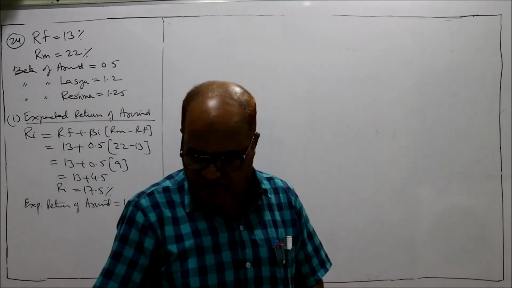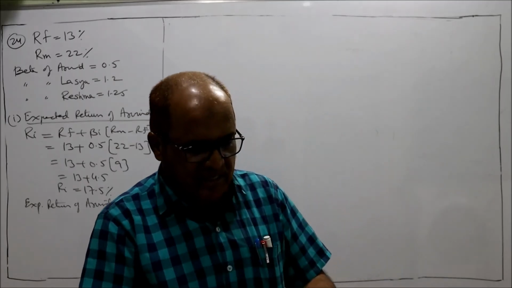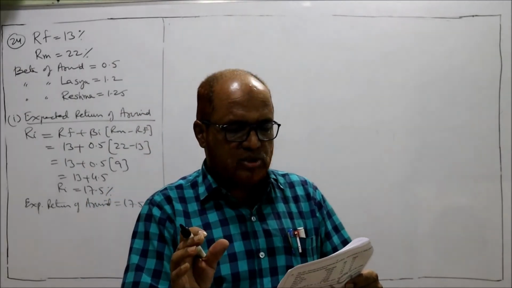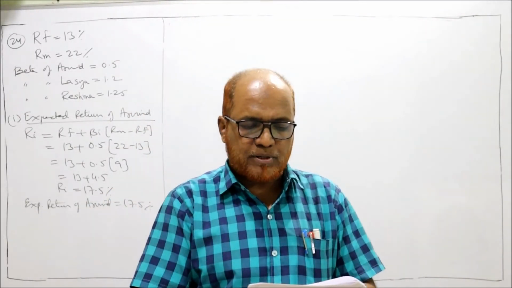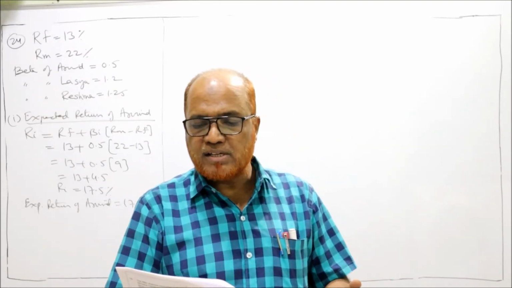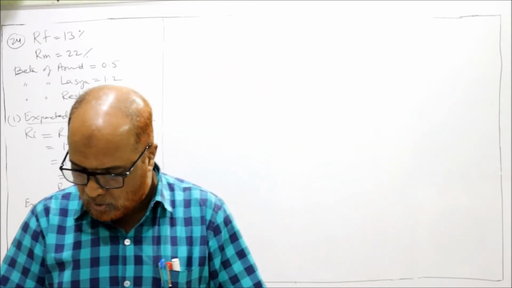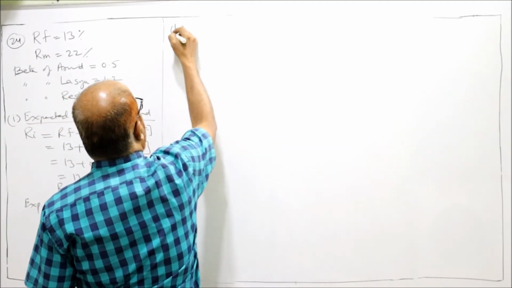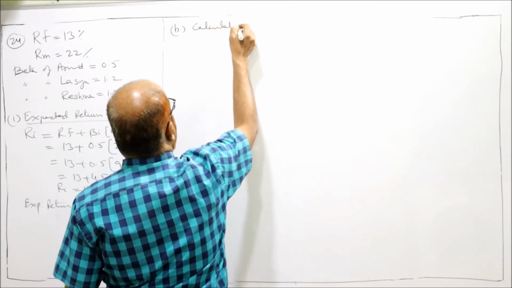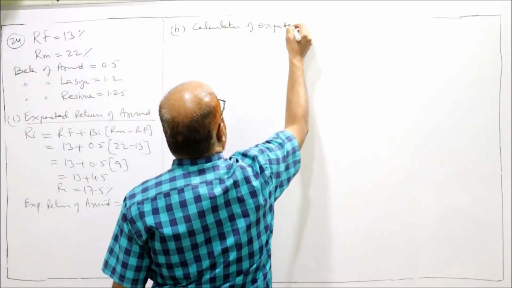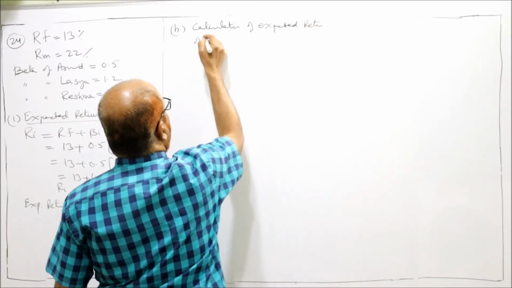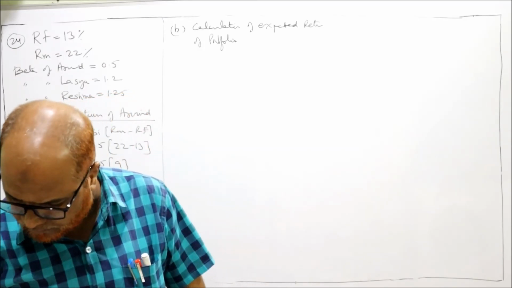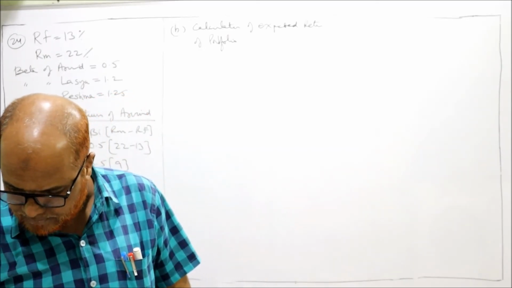Now we calculate the second question. What would be the average expected return of the portfolio if the portfolio consists of 30% of Arvind stock, 40% of Lasya and 30% of Reshma stock? So we have to find out the expected return of the portfolio. Calculation of expected return of portfolio.